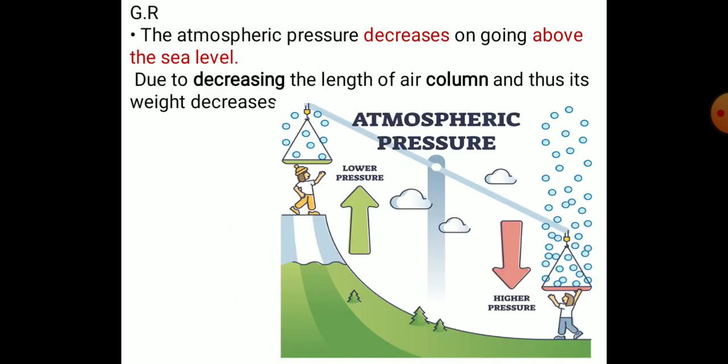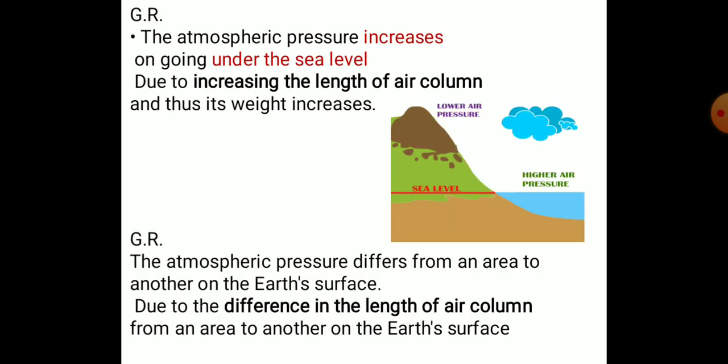Perfect. We have here one question. Give reason: the atmospheric pressure decreases on going above sea level. The answer is due to increasing the length of the air column, and thus its weight decreases. Another question: the atmospheric pressure increases on going under sea level. It's so easy: due to increasing the length of the air column, and thus its weight increases.